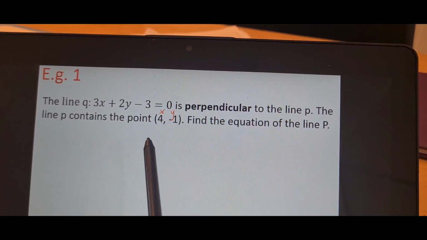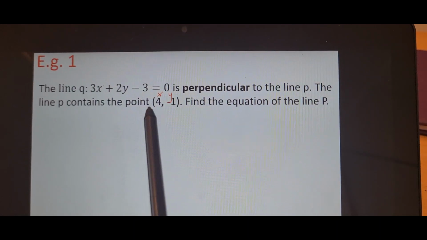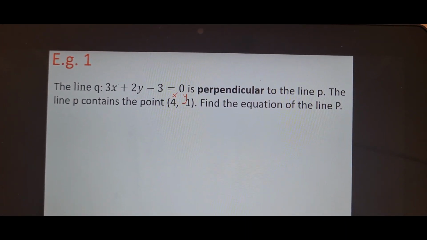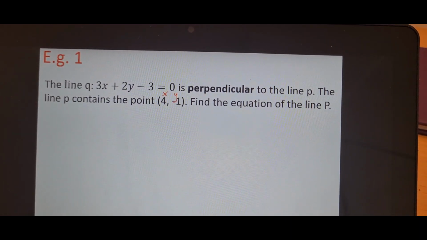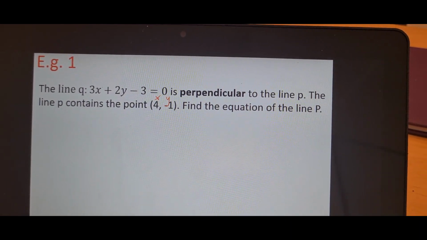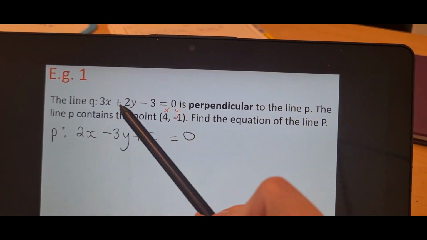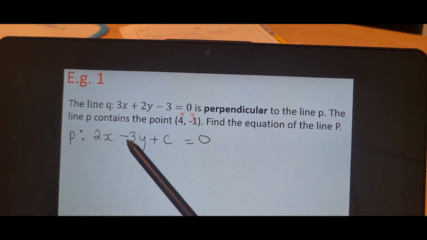So once you know that a point is on a line, it should sub into it and it should solve it. And they're asking us to find the equation of the line P. Okay, so the first thing I'm going to do is put down what format the line P should take. Remember, if it's perpendicular to the line Q, it should take this format. The x coefficient goes here, it swaps.